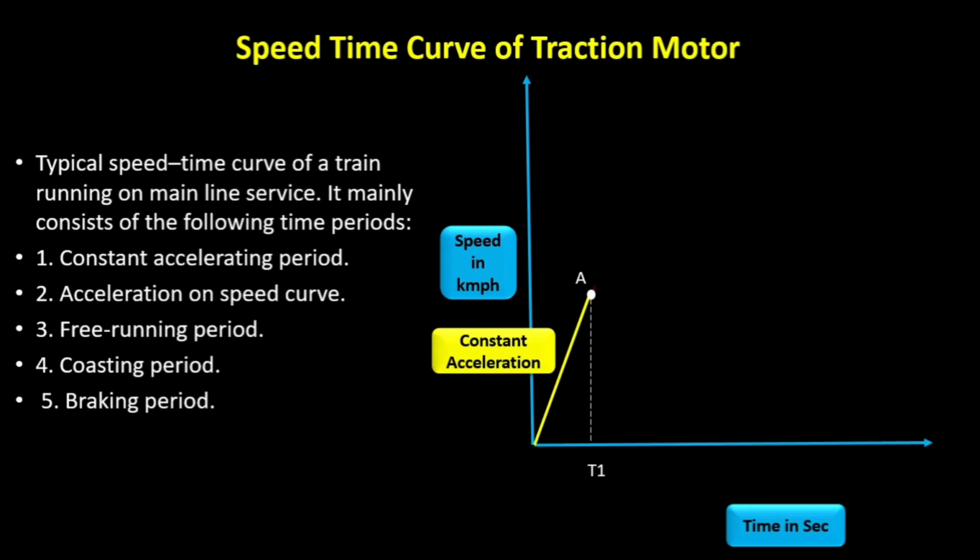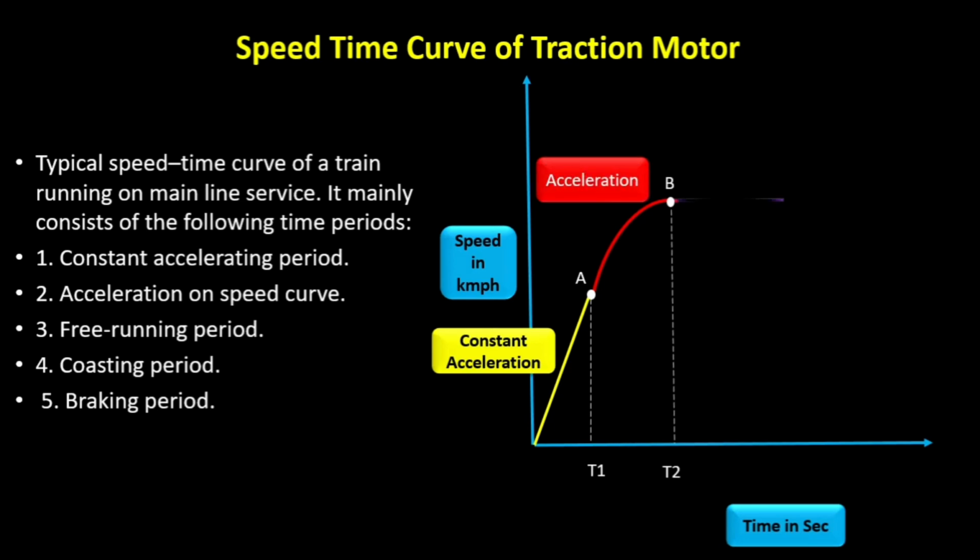Then after this, we have the acceleration on speed curve period. In this, we keep the voltage constant. Earlier the voltage was changing; now I am keeping the voltage constant and reducing the current. As you reduce the current, the speed will increase and the acceleration will start reducing. So until point B, at an instant t2, there will be acceleration on the speed curve.